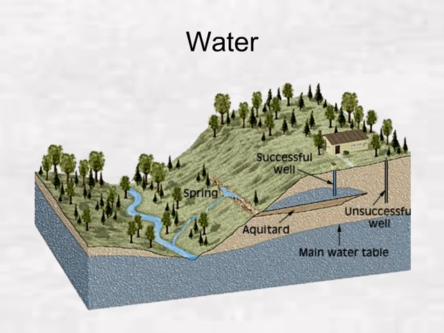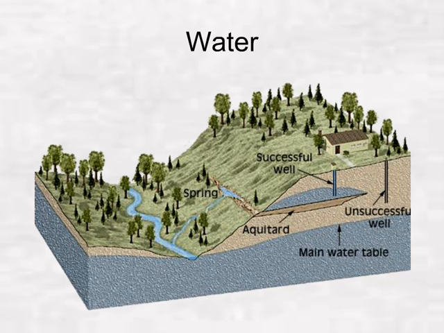There's a perched water table. The term aquitard means about the same thing as aquiclude, so that's a layer of impermeable rock with a small water table up above it. And where the layer of impermeable rock reaches the sloped surface, some of the water is seeping out to form a spring. There are two wells here.